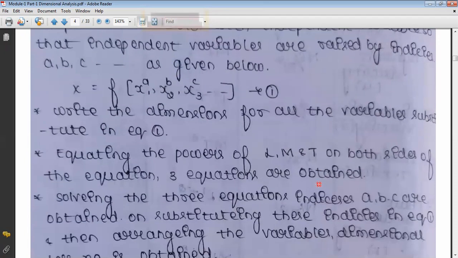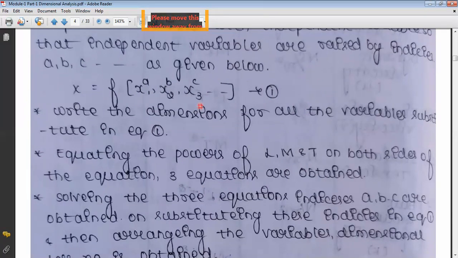You will get 3 equations. Solve those 3 equations, you will get the values of A, B and C. Later on, you substitute the values of A, B and C in this equation. You rearrange the terms, you will get the final expression for the dependent variable. It is as simple as that. I hope you are getting my point.